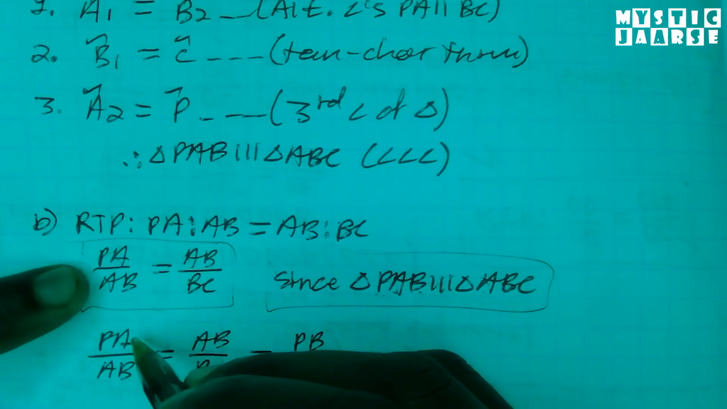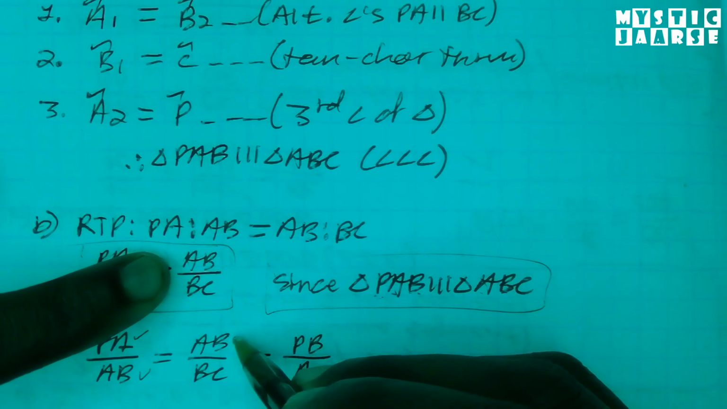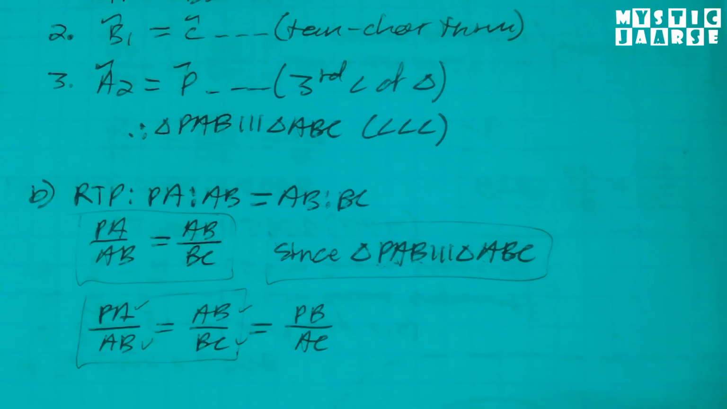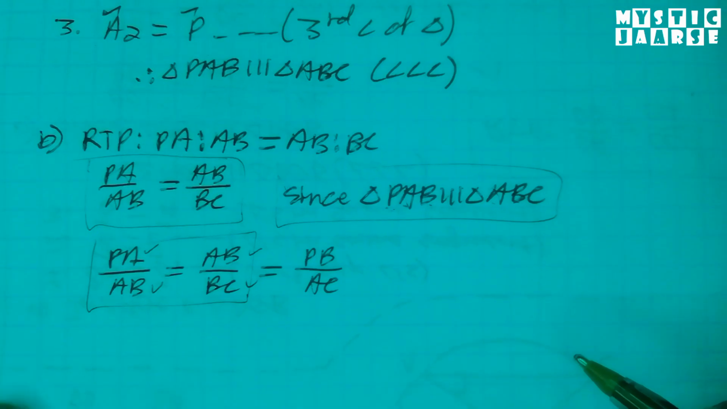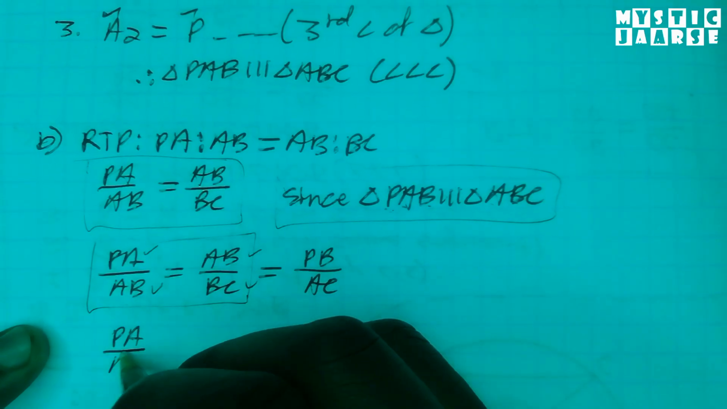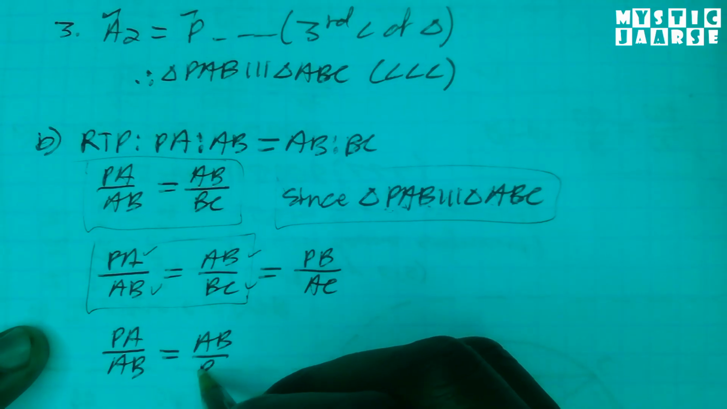Now we need PA and AB. We also need AB and BC. So we just take out this pair from all the sides of our triangles that are corresponding. So we have PA divided by AB is proportional to AB divided by BC.